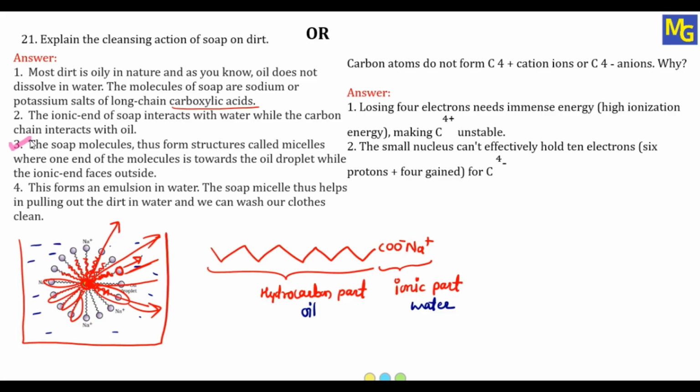Third point I'll read once again. The soap molecule thus forms a structure called micelle, where one end of the molecule is towards the oil droplet, while the ionic end faces outside. This forms an emulsion in the water. So this formation is called an emulsion. The soap micelle thus helps in pulling out the dirt in the water, and we can wash our clothes clean, and this is called the cleansing action of soap.